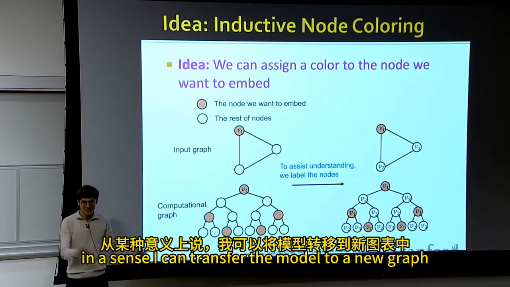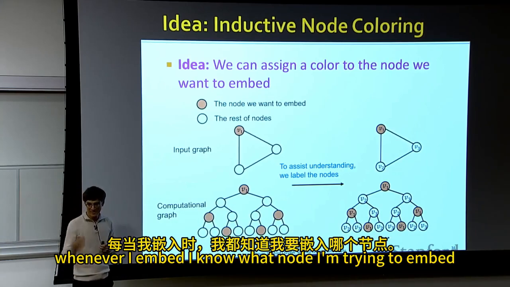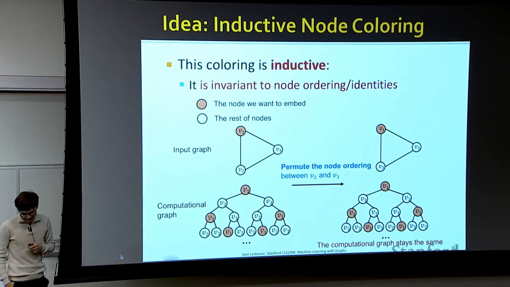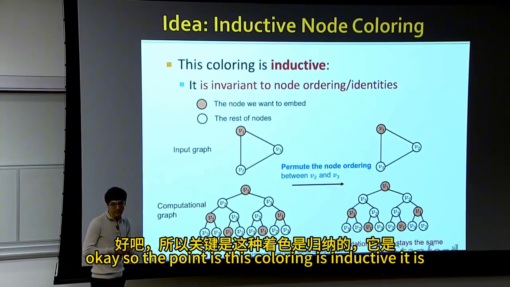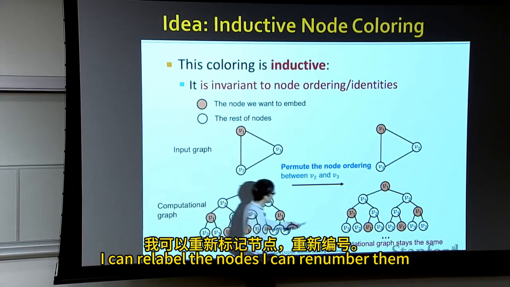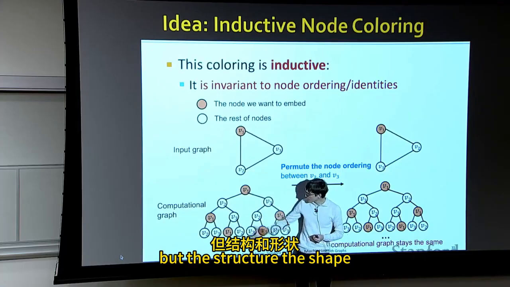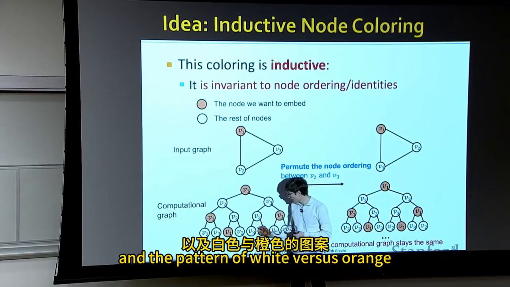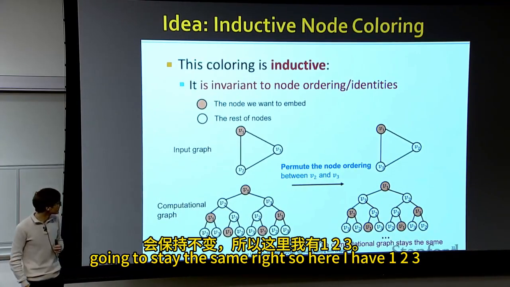In a sense, I can transfer the model to a new graph because whenever I embed, I know what node I'm trying to embed. Okay? So the point is this coloring is inductive. It is invariant to the node ordering or identities of the nodes. I can relabel the nodes, I can renumber them, but the structure, the shape of this computation graph and the pattern of white versus orange is going to stay the same, right?